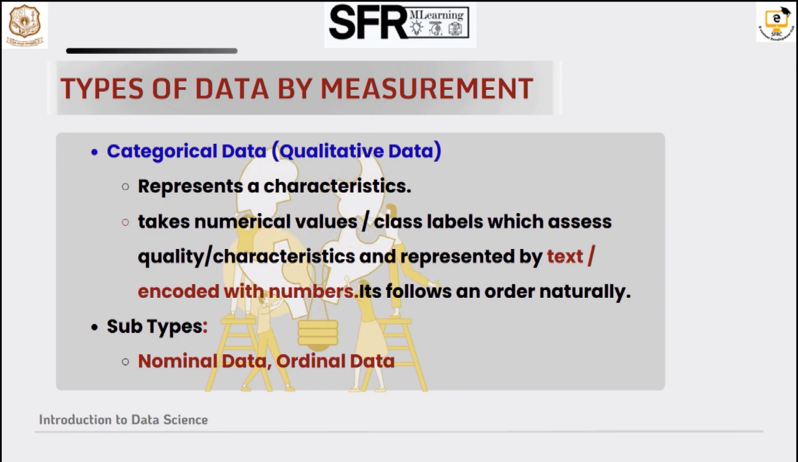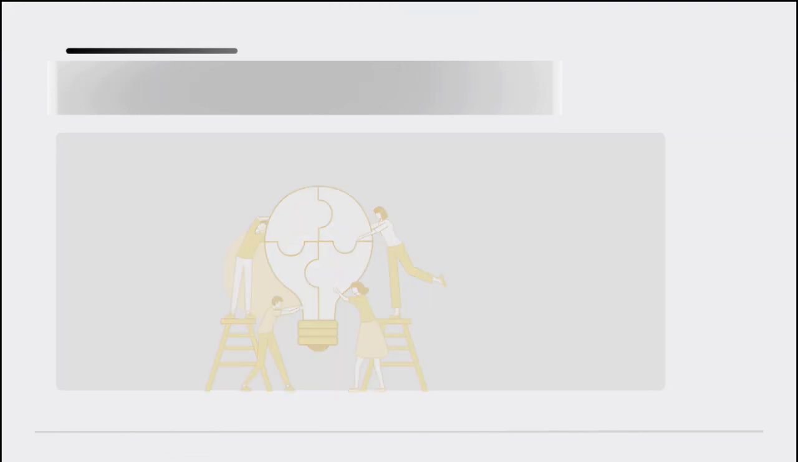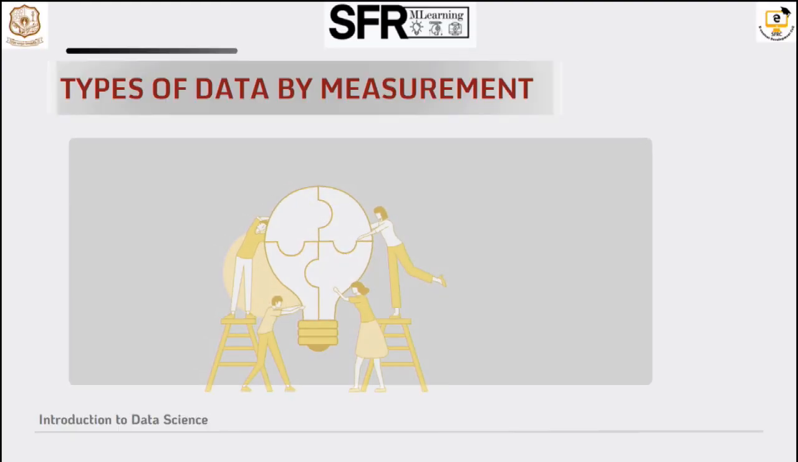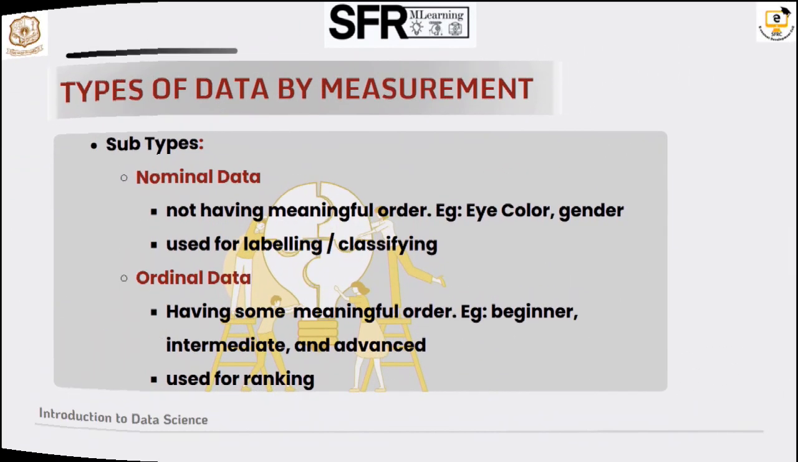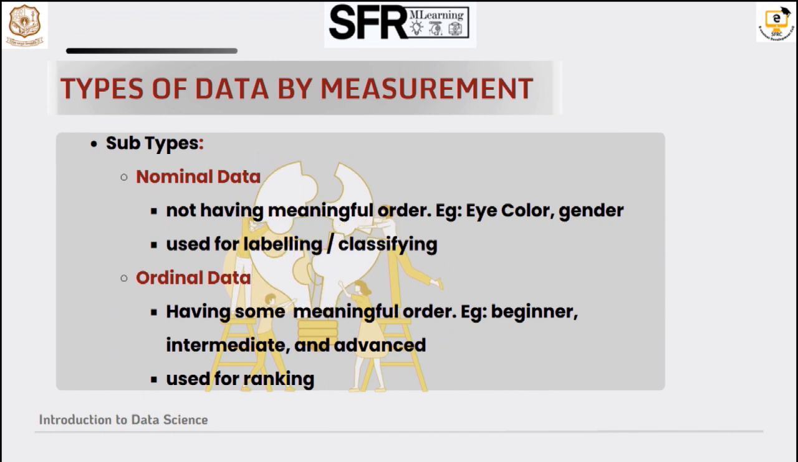The subtypes are nominal data and ordinal data. Nominal data is data that does not have any meaningful order. For example, eye color or gender comes under nominal data. It is used for labeling purposes or classification purposes. We can classify the data depending upon the nominal values that are provided.